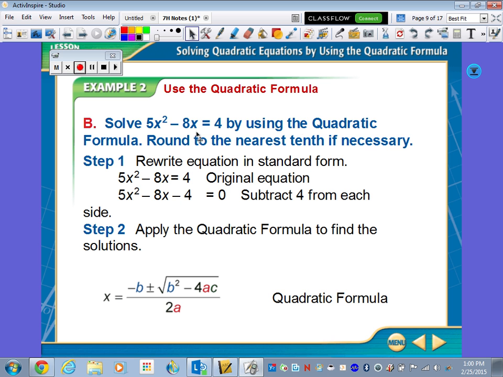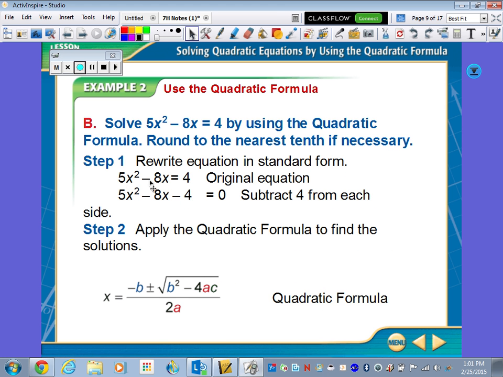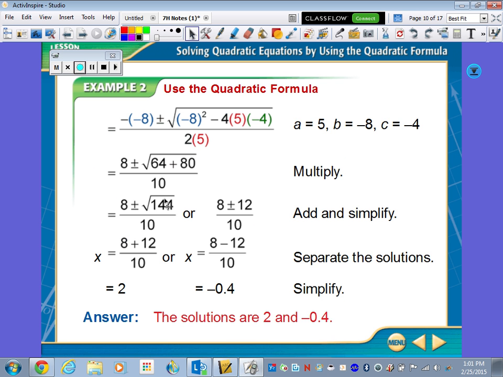Same thing here, only what's different is you're going to have to subtract the 4 so that you have it set equal to 0, because that's the primary issue, it has to be set equal to 0. So let's go to the next one, and there we go. If you notice, a was 5, b is -8, c is -4. So we identify that and substitute into the equation. Again, we end up with the 144, so that's a perfect square.